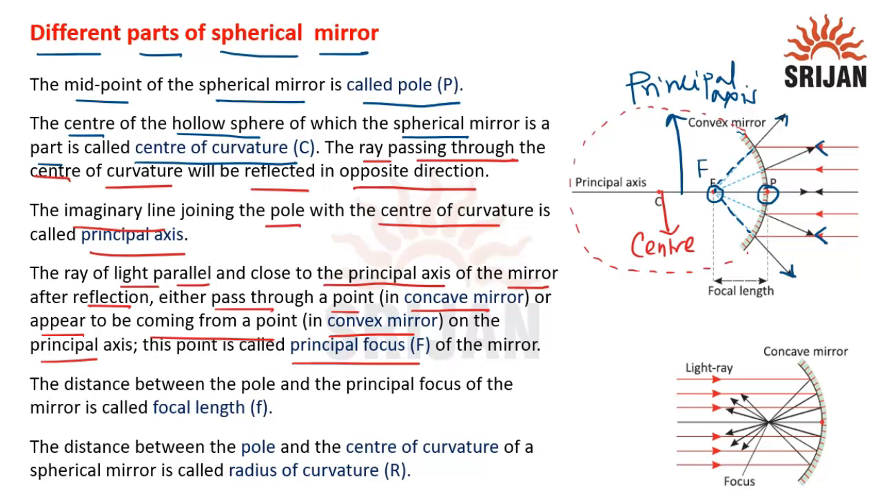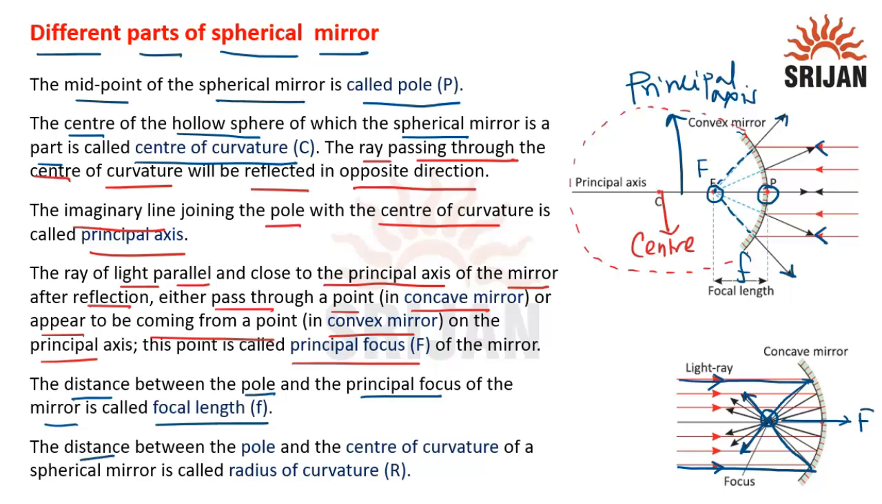Now in case of a concave mirror, say this is a ray of light. After reflection, this is moving this way and this is another light ray. After reflection, this is moving this way. So they are meeting at a point and this is the focus denoted with F. The distance between the pole and the principal focus of the mirror is called the focal length. So this is the focal length denoted with F.